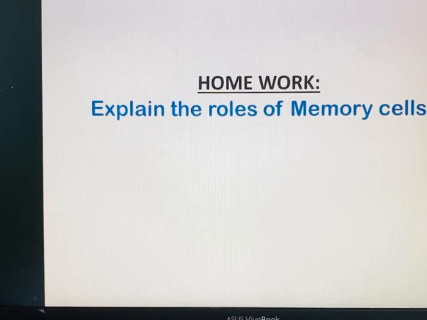So here is the homework. Explain the roles of memory cells. You need to write it in a 4 mark standard section type, or a higher skilled section type.